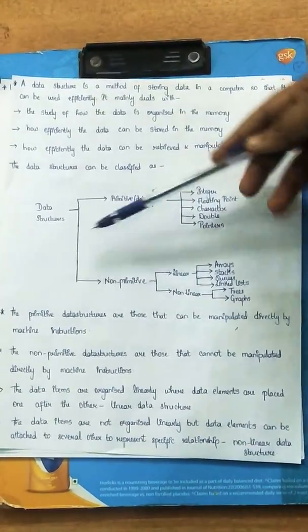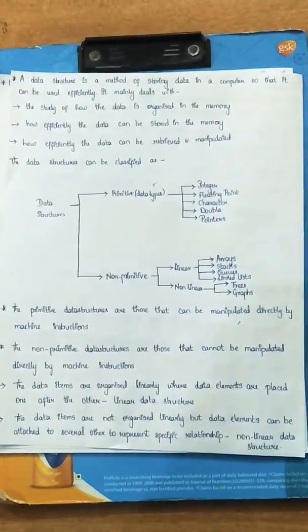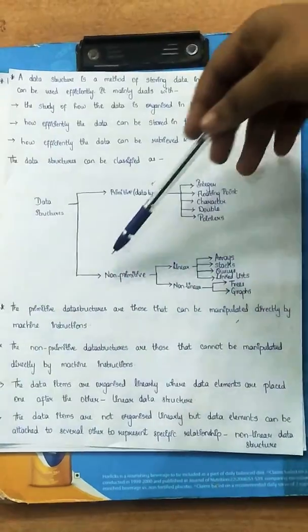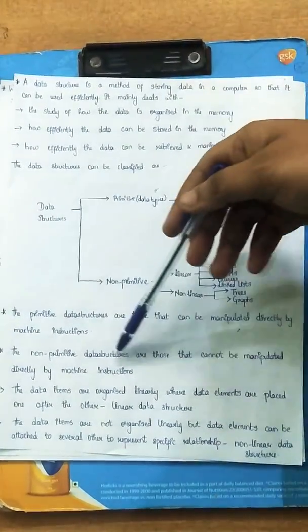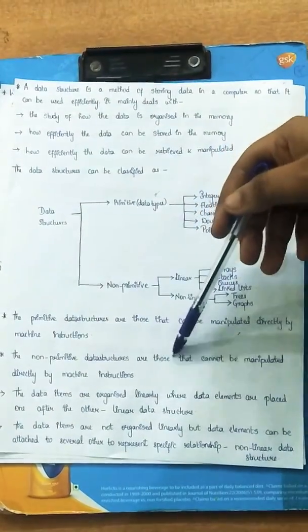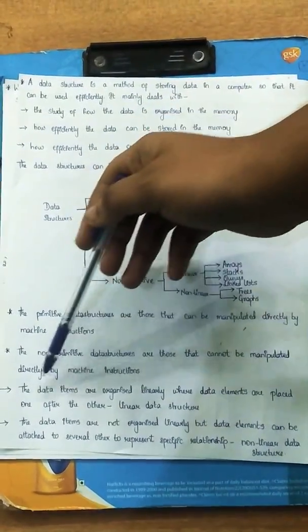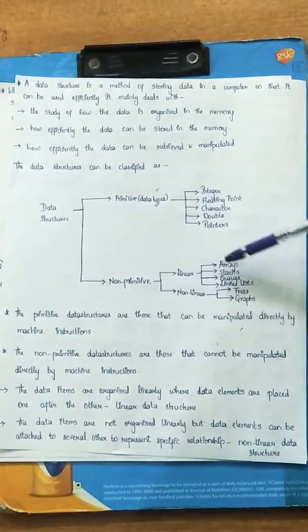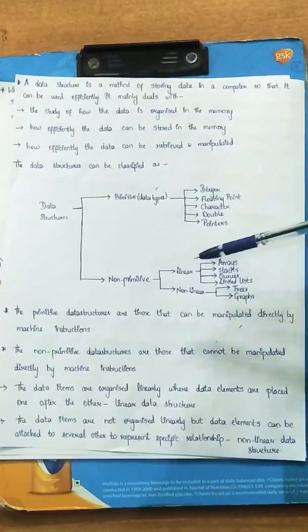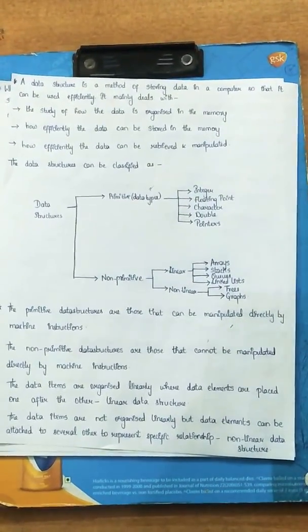The next classification is the non-primitive data structures. It is a vast classification in data structures. What is a non-primitive data structure? It is the type of data structure that cannot be manipulated directly by the machine instructions. Non-primitive data structures can be further classified into linear type of data structures and non-linear type of data structures.